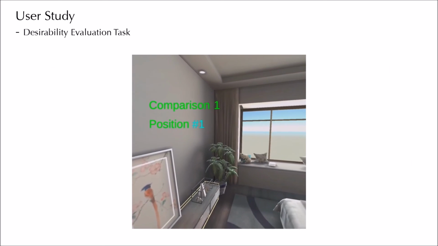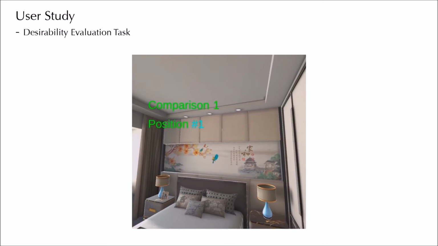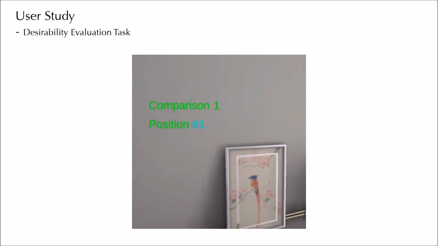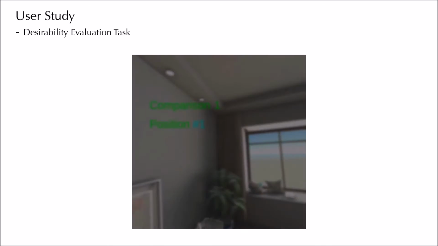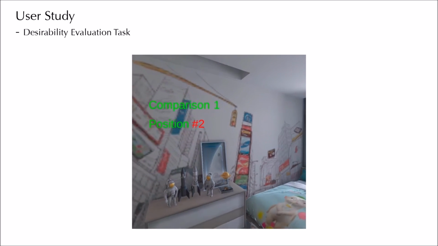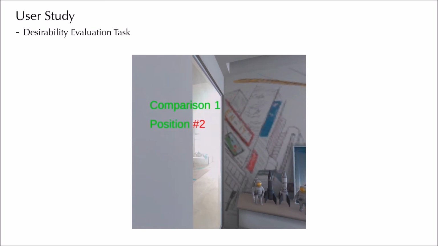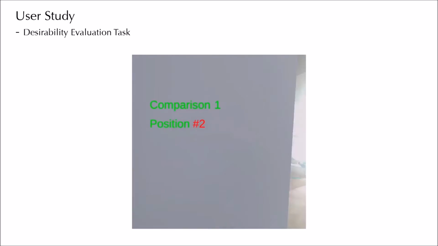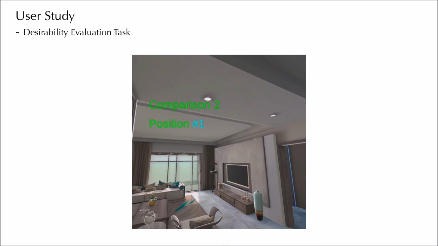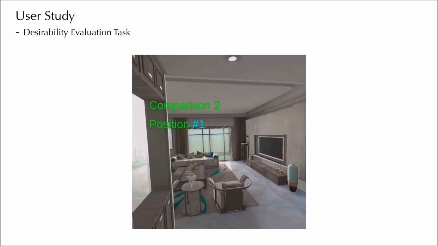In the desirability evaluation task, which was conducted in a two-alternative forced choice manner, participants chose more desirable views at either anchor positions or positions they manually chose in the navigation task, based on the surrounding objects. The results show that generally, more participants prefer to choose positions suggested by our approach than their manual choices, which suggests that our scene perception prediction model is capable of predicting desirable positions.